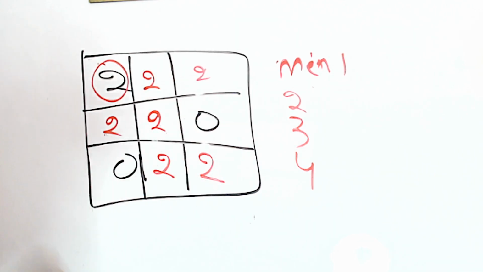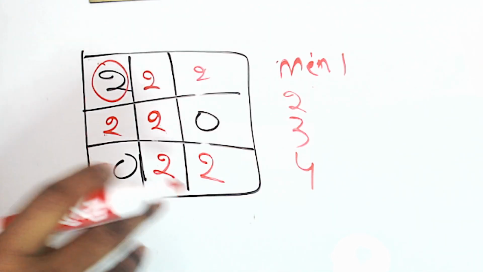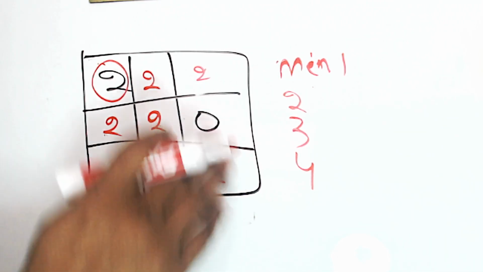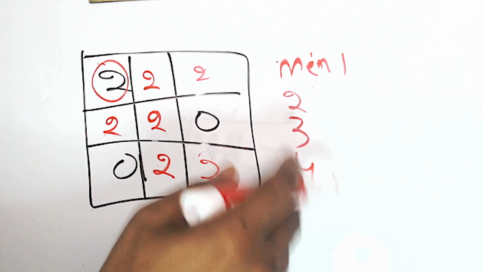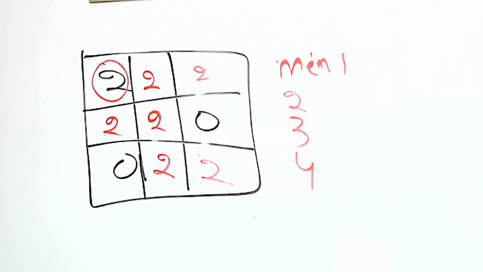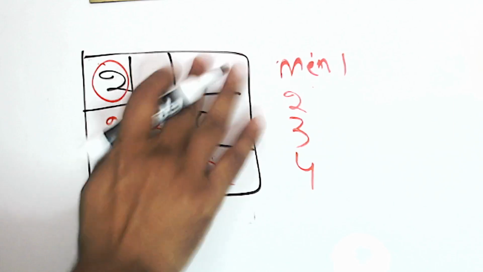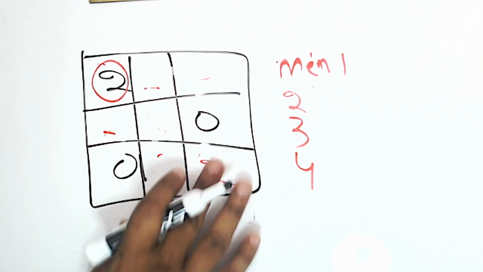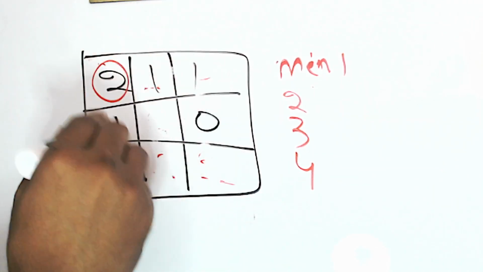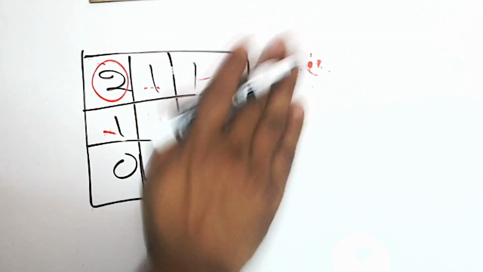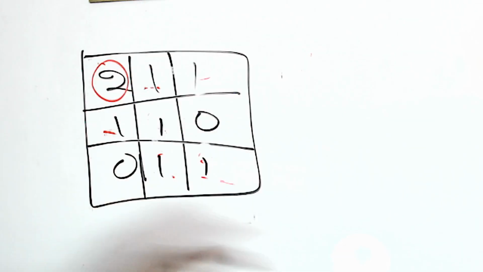Also, if after processing everything we still have a fresh orange left, then we have to return -1, that we cannot make the box rotten. So how are we going to solve that? For example, consider this again, the initial case. First we have to go through the grid and find out which cells we have to process.